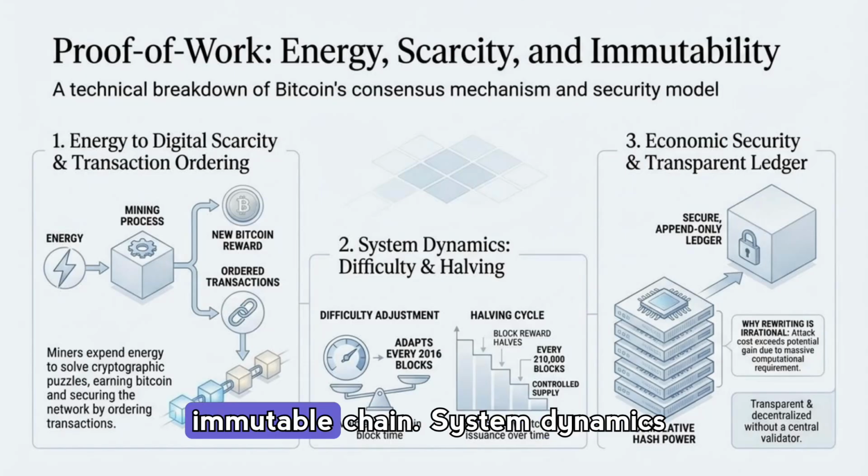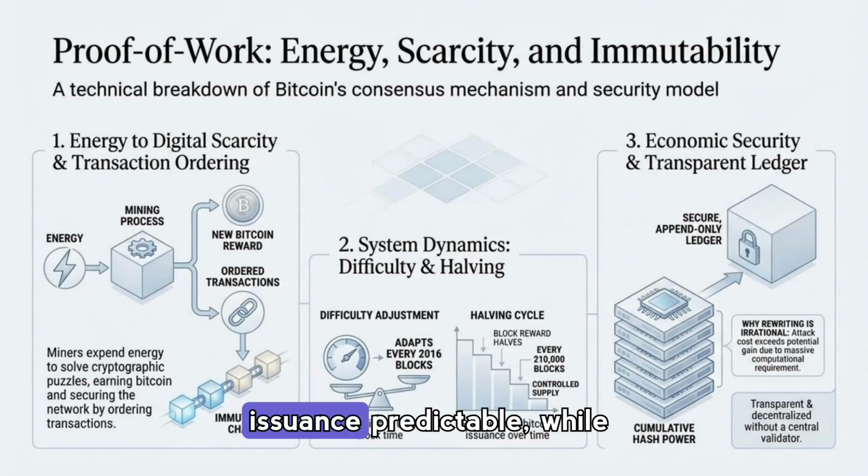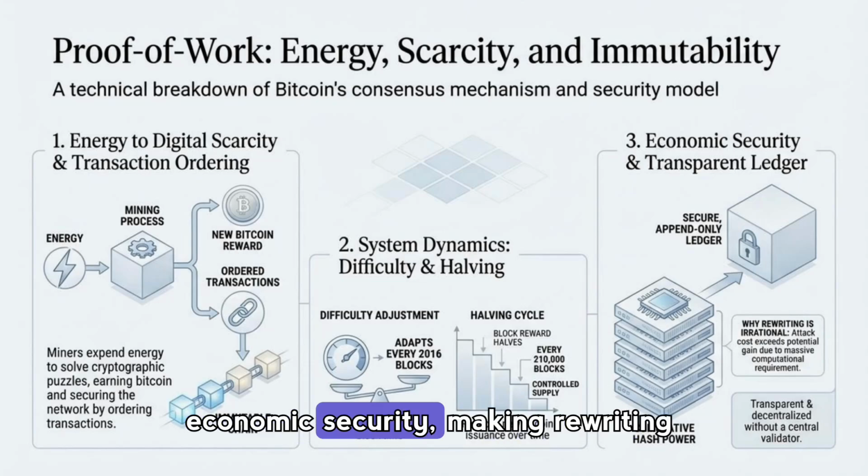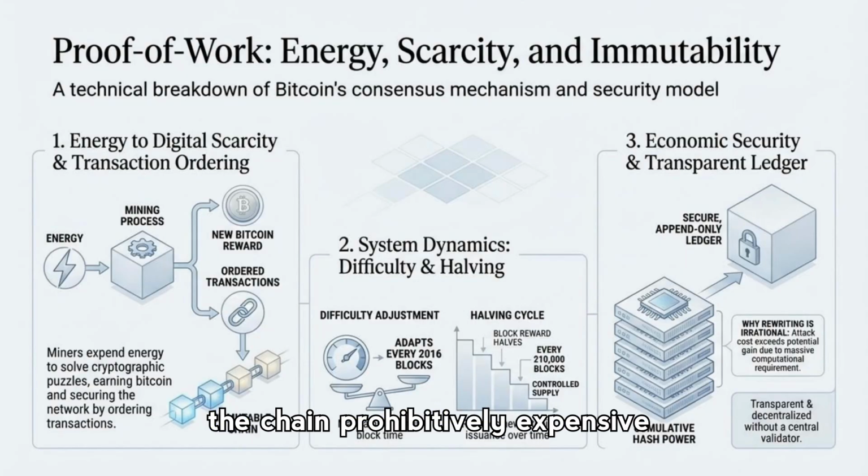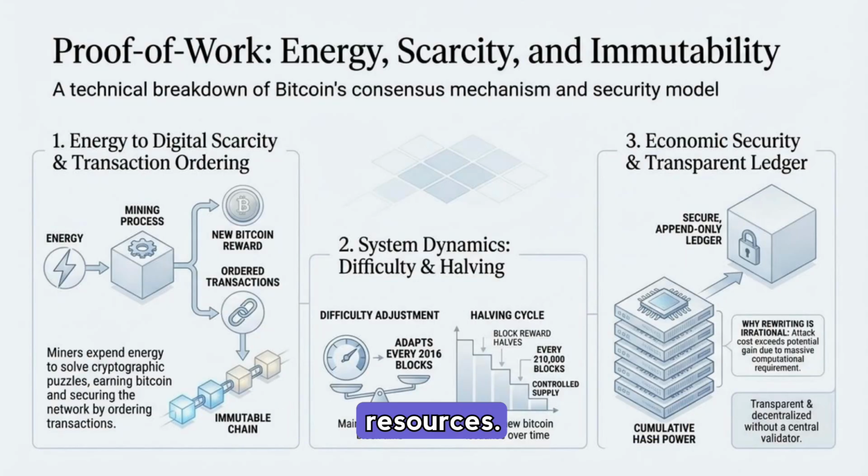Proof-of-work ties energy to digital scarcity and transaction ordering, and the diagrams here illustrate miners expending work to secure an immutable chain. System dynamics like difficulty adjustments and halvings keep block times and issuance predictable, while cumulative hash power and an append-only ledger deliver economic security, making rewriting the chain prohibitively expensive without overwhelming computational resources.